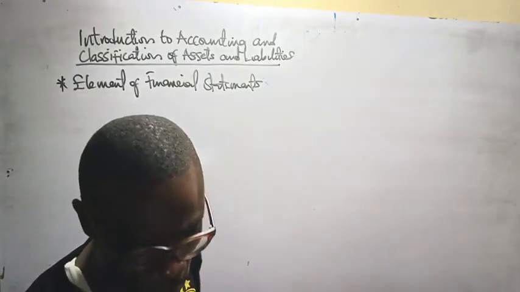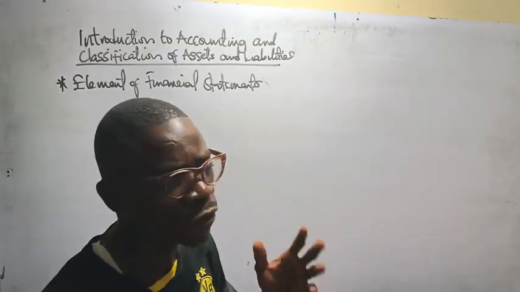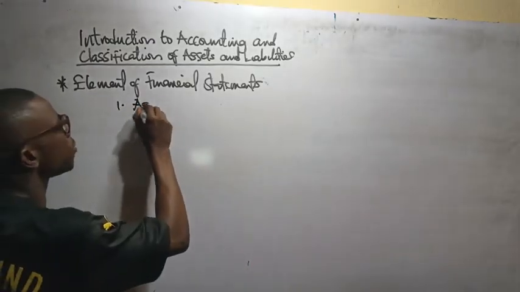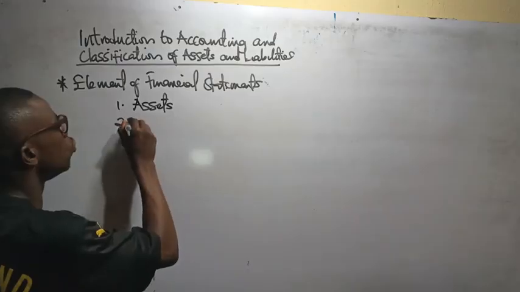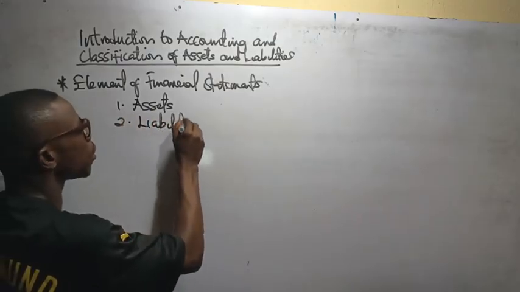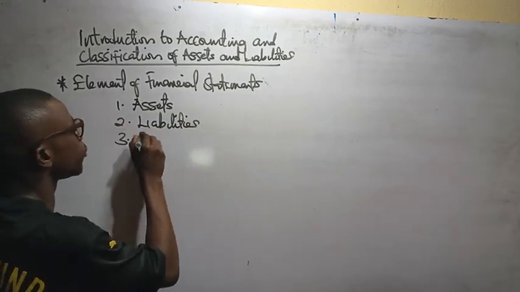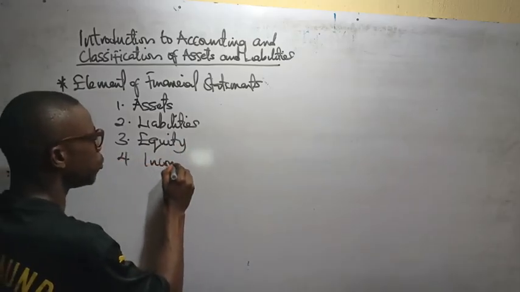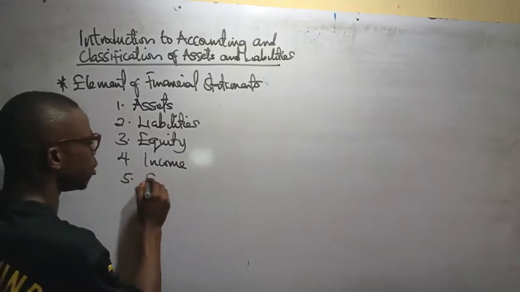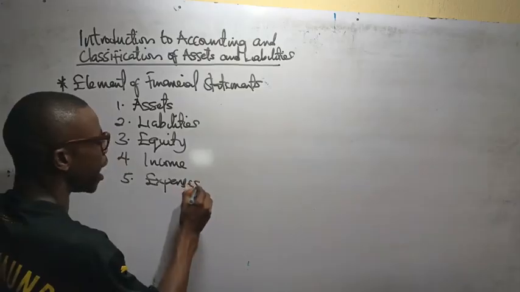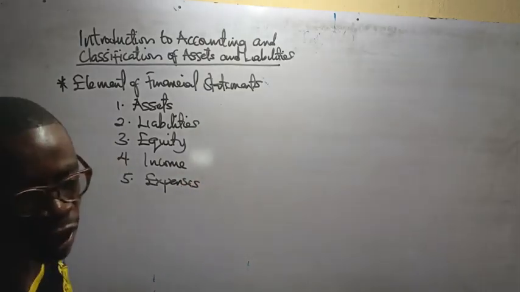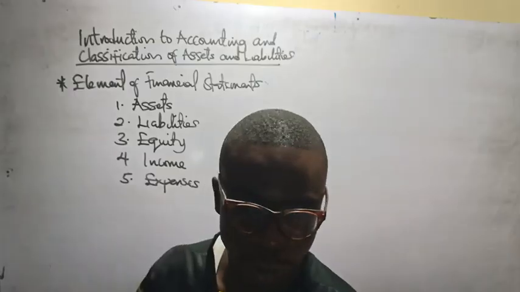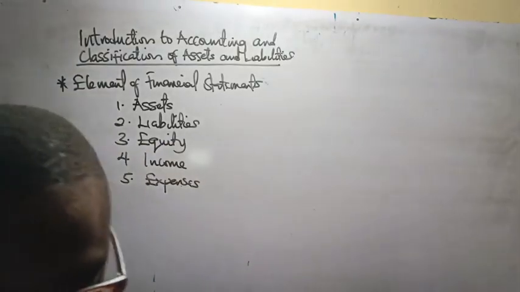And we have 5 elements of financial statements. We have 1, what we call assets. 2 is liability. 3 is equity. 4 is income. And 5 is expenses. These are the items that make up the financial statements that I have just explained. So we'll be looking at each of these elements.